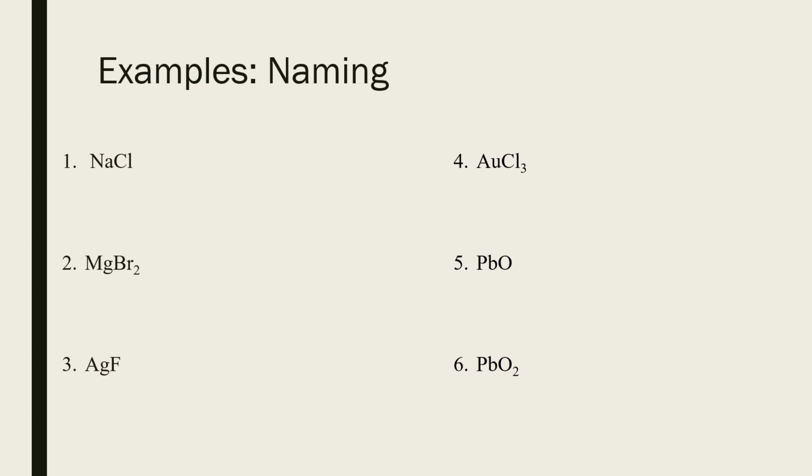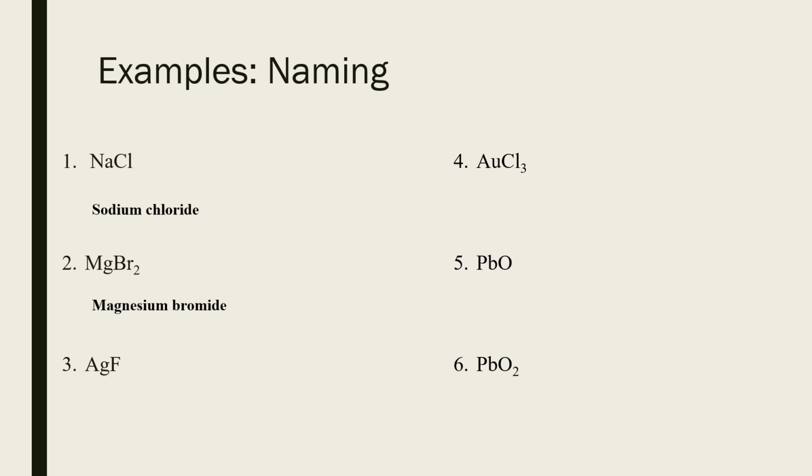So the first example we have is NaCl. We know that Na is sodium. We know that Cl is chlorine. So we put them together. We have NaCl, which is sodium chloride. For example number 2, we have Mg and Br. Mg is magnesium. We know that's not a transition metal. So we just have magnesium bromide.